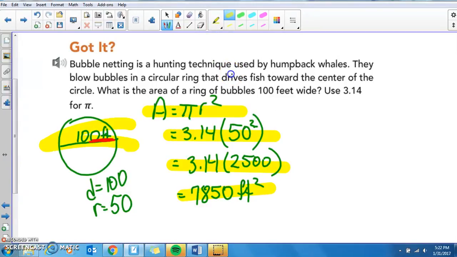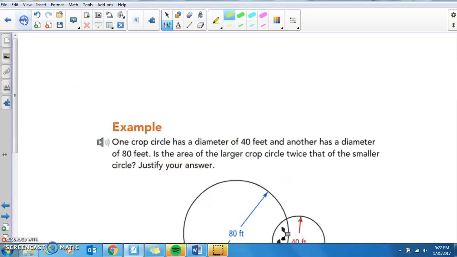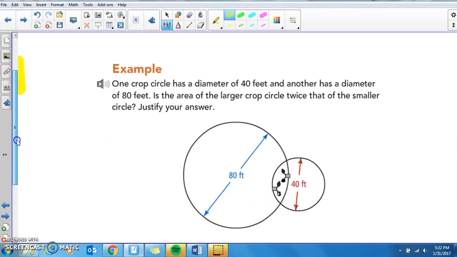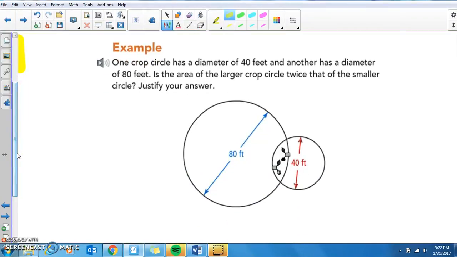And then here's the information. And then we know we have a ring of bubbles 100 feet wide. All right. One last problem. All I'm doing is giving you example after example, practice after practice of doing this.